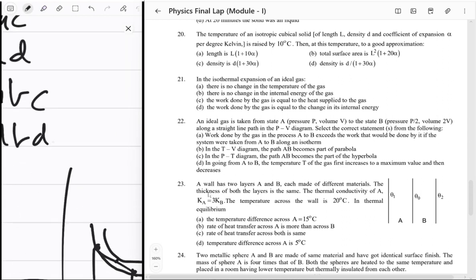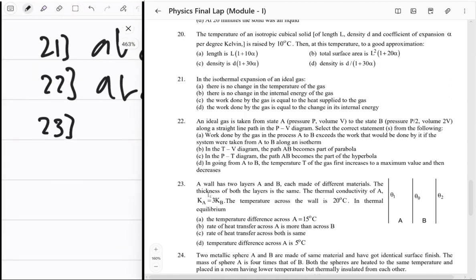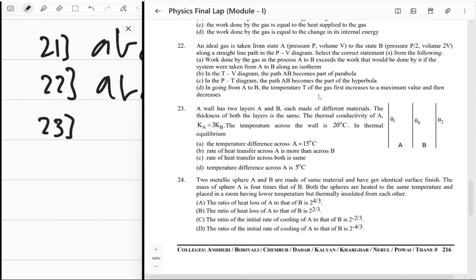Next question. Let's go to 23. Okay. 23: a wall has 2 layers A and B, each made of different materials. The thickness of both the layers is same. Thermal conductivity of A, Ka, is equal to 3 Kb.